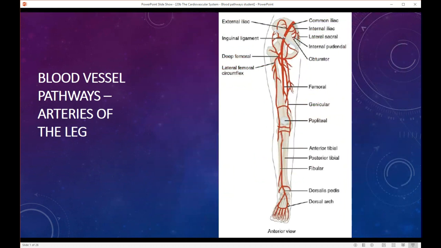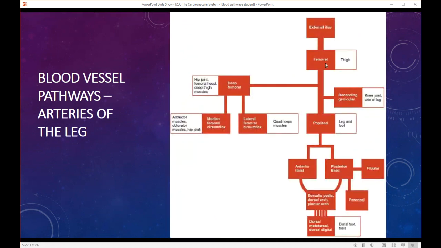Okay. Now we're going to go down the leg. So remember we had our iliacs. So here's that common iliac coming down. We're going to hit that deep femoral. So there's that femoral going down the femur. Popliteal is going to go right by the knee. We have the anterior tibial and the fibular. And then we're going to go down through the dorsal arch. So we'll see that here.